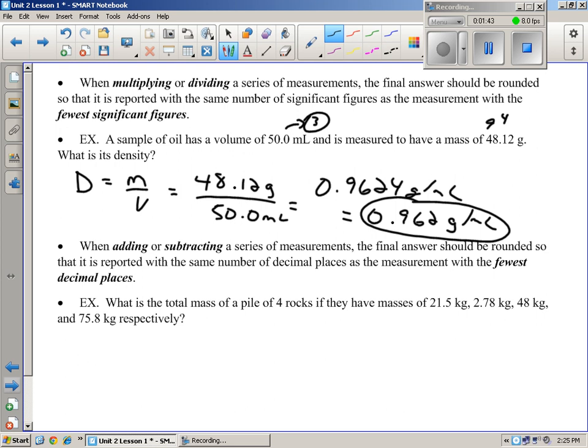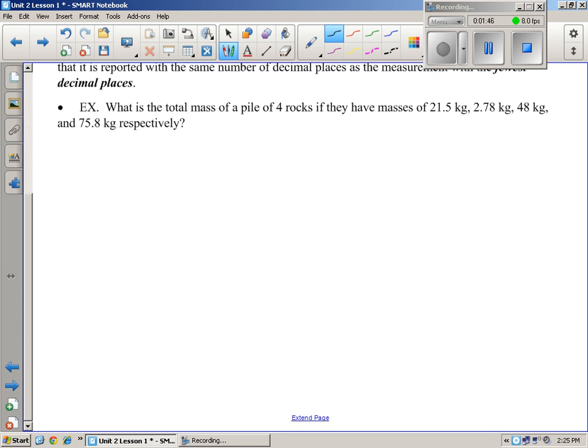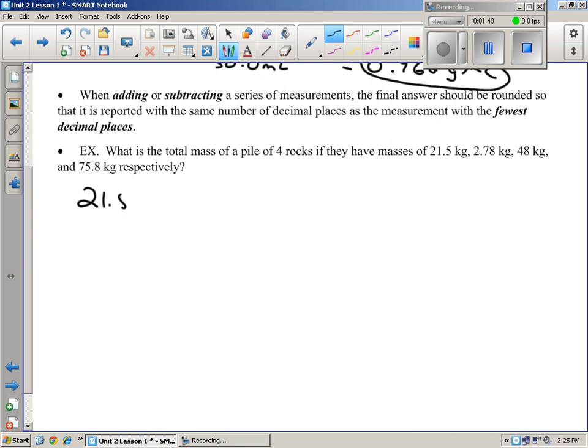If you add or subtract, it's a little different. If you're adding or subtracting 21.5, 2.78, 48, and 75.8, you have to go based on the fewest decimal places. This is 1 decimal place, this is 2. If it was just between those two, I could only have 1 decimal place in my answer. I've also included this number here, which has no decimal places. And then I have another number with 1 decimal place.